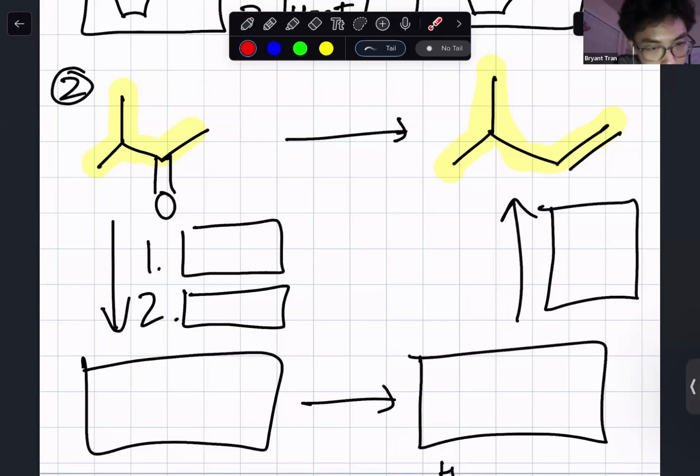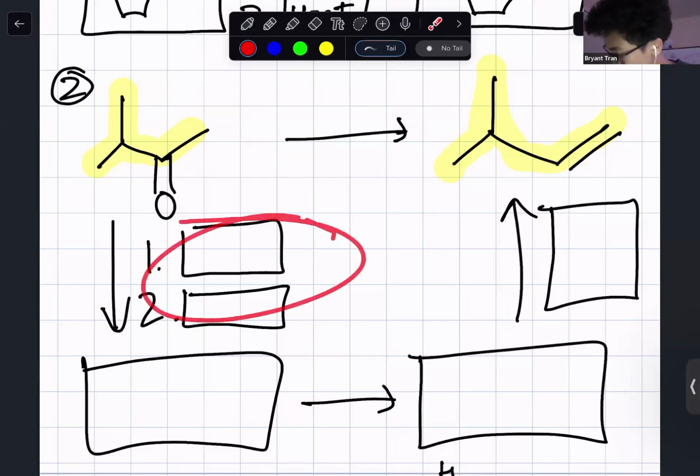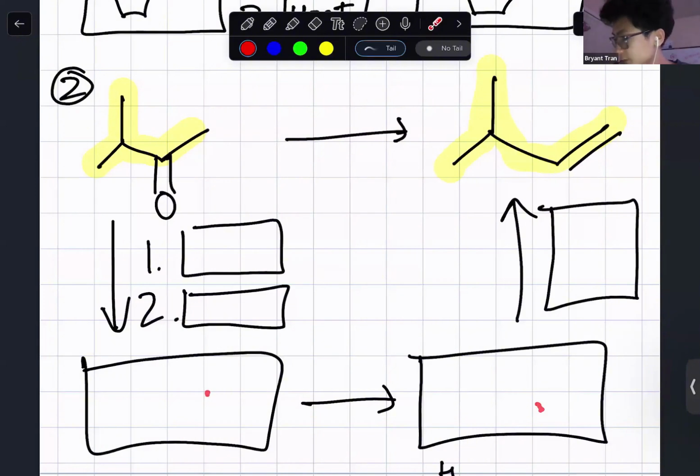Wait, I'm trying to figure out what I did here. Why did I put two steps here? What's going on? Oh, I see what I'm doing. Okay.